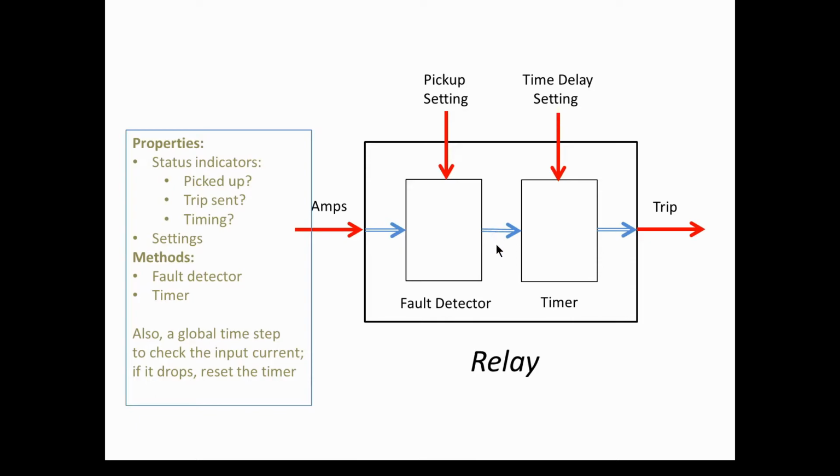Now we're also going to have to think about having one more functionality here, which is a global time step to check the input current, and if it drops, you reset the timer, okay? So you don't just determine if there's a fault and start the timer and time out. The purpose of the timer is to say, well, if the current drops back to normal in this time delay, I don't have to go to the trouble of tripping the circuit. I can just ignore it and keep operating, okay?